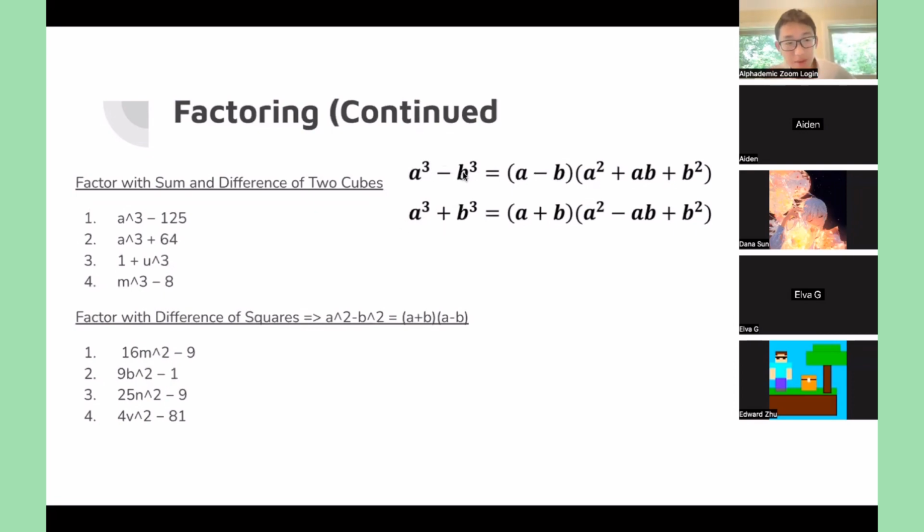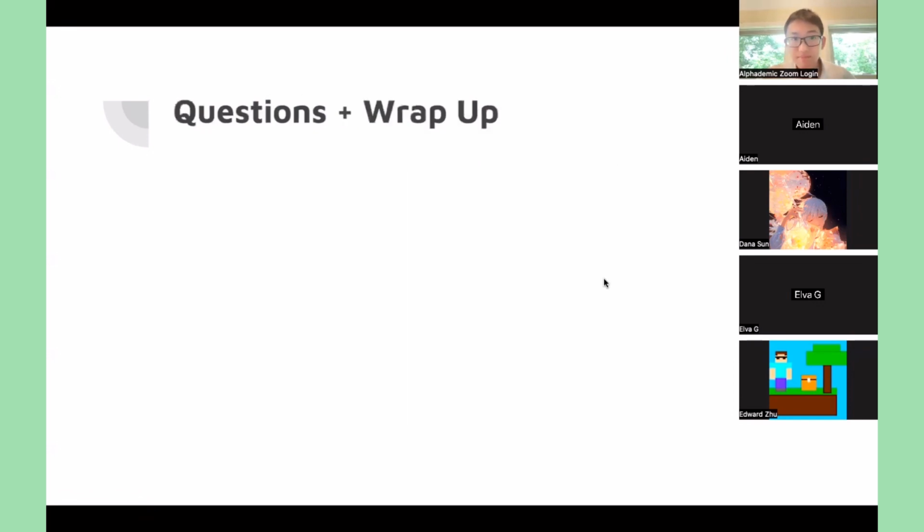And then lastly, we have factoring with the difference of squares. So a squared minus b squared is equal to a plus b times a minus b. And then, for example, 16m squared minus 9 would equal 4m plus 3 times 4m minus 3.